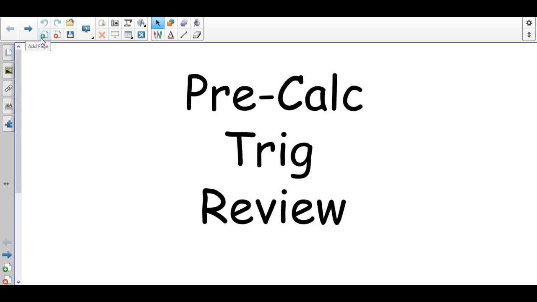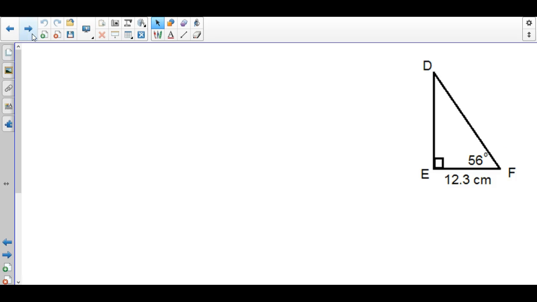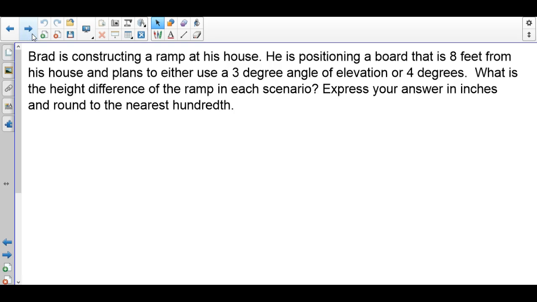Hello. What I'm going to do is go through some pre-calc trig examples with you. So let me just walk you through this. This is going to cover a few sections of material. We'll go through solving right triangles for missing angles and sides, and this will be using sine, cosine, tangent, and the inverses.